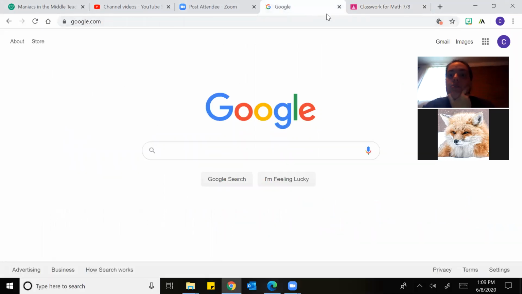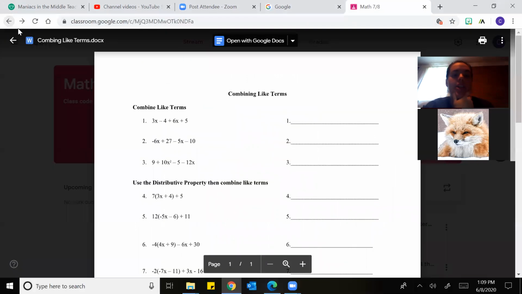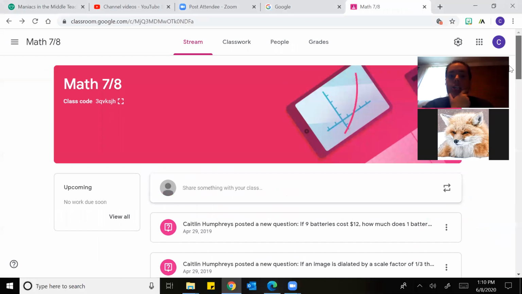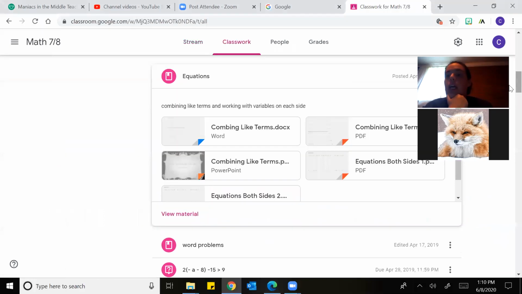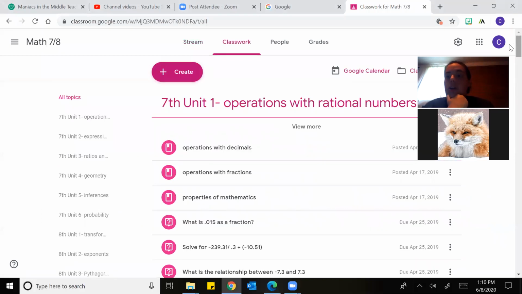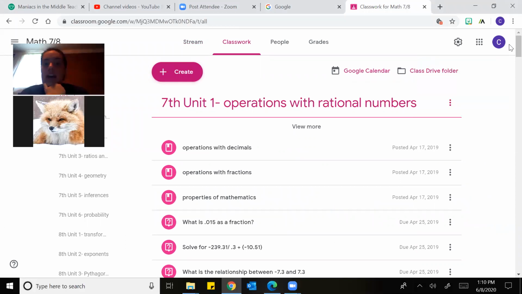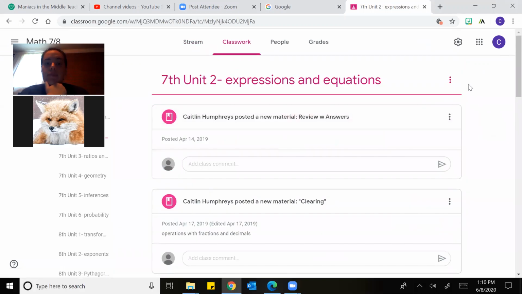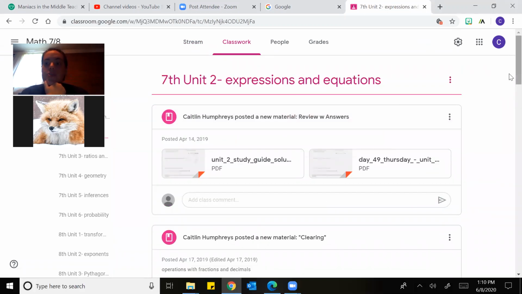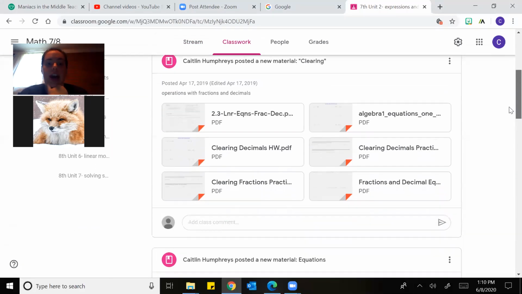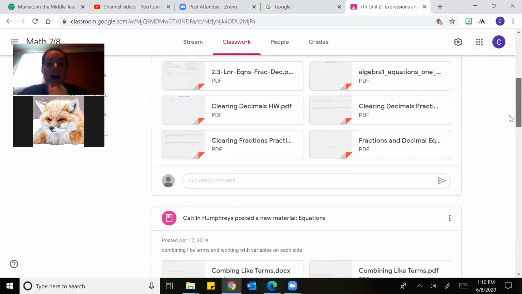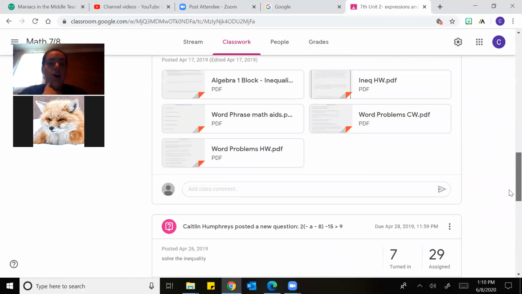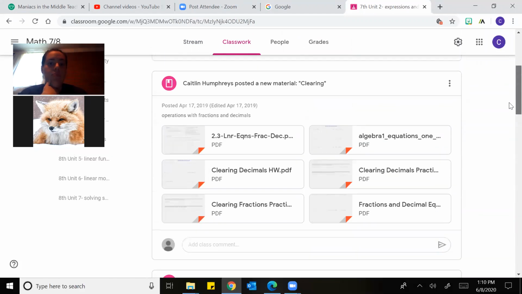This is also my Google Classroom that I created last year for my math class in 8th grade. So if you ever get to the point in 8th grade where you're stressing out or you need practice or you need help, I actually have this entire Google Classroom created already. So we're on expressions and equations right here. This is everything I have for that. Combining like terms, equations on both sides. All of this is already here if you want more practice.